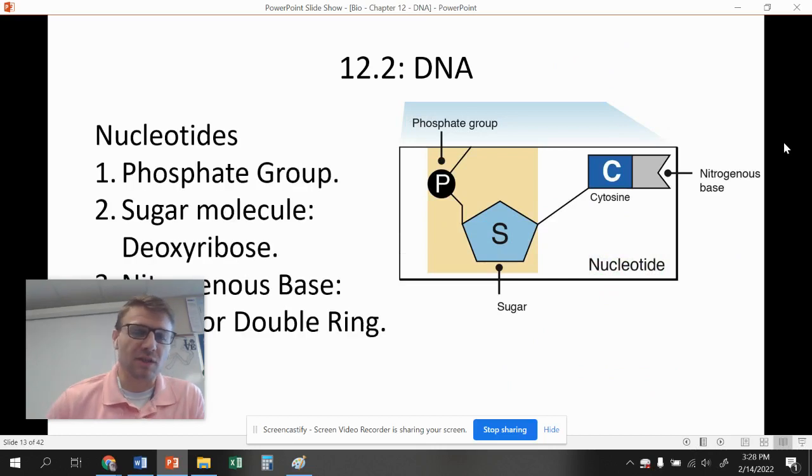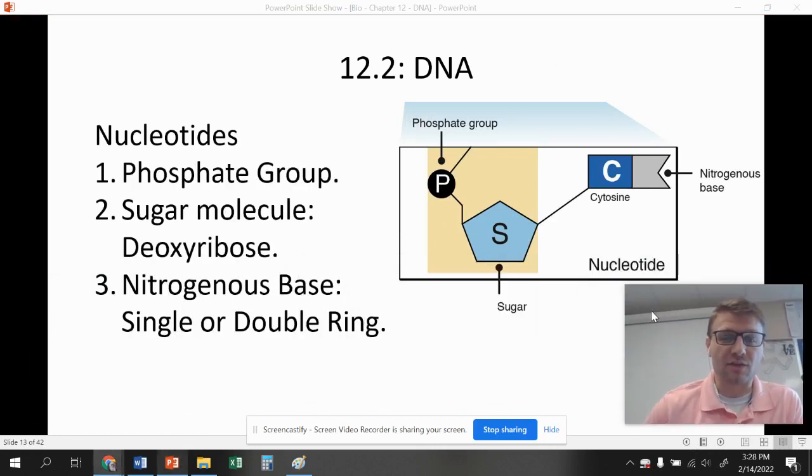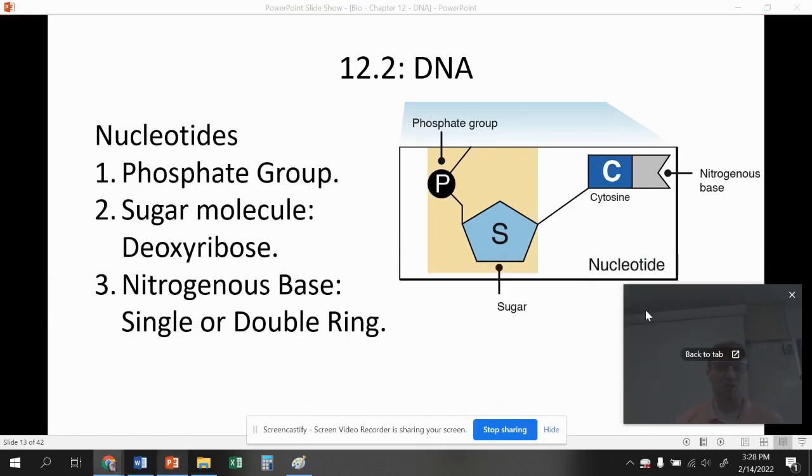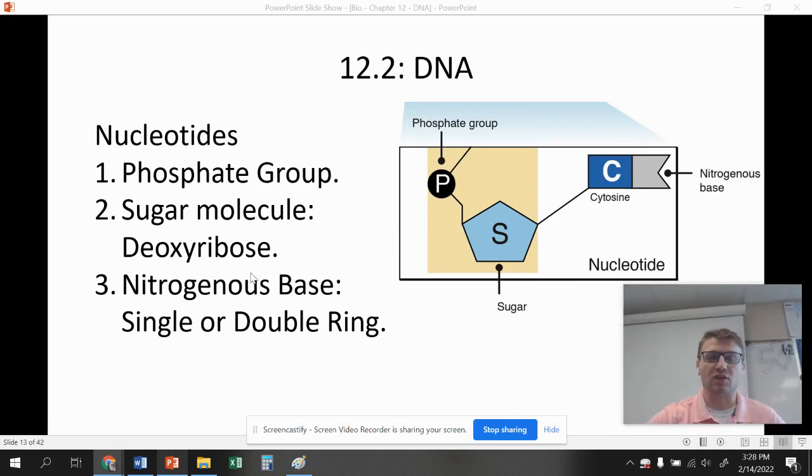So DNA is made up of something called a nucleotide. Nucleotides have three different parts. They have a phosphate group, they have a sugar molecule, and they have a nitrogenous base. Wow, that's a lot of words here. Okay, first, phosphate group. That just is represented by a PG or a P. That's just the phosphate. Two, sugar molecule. That's this right here.